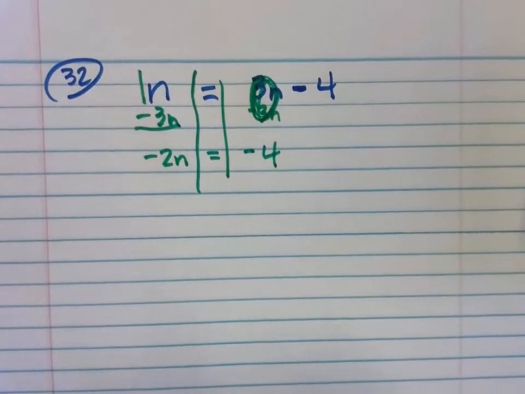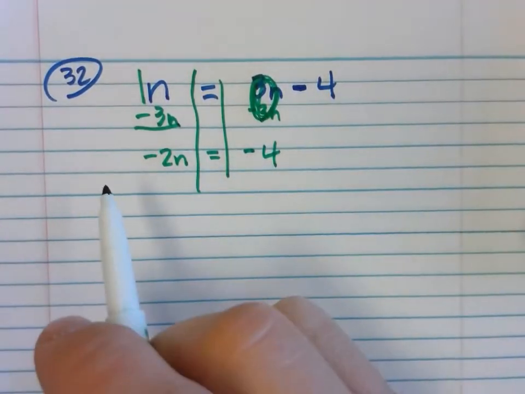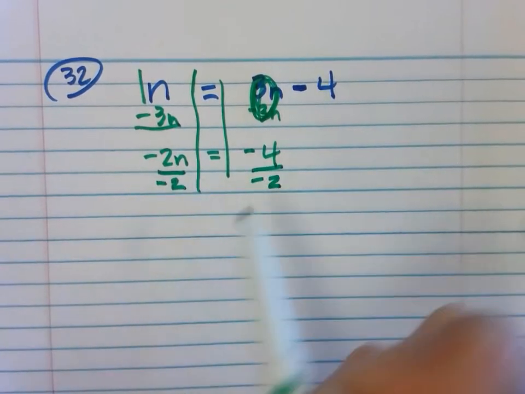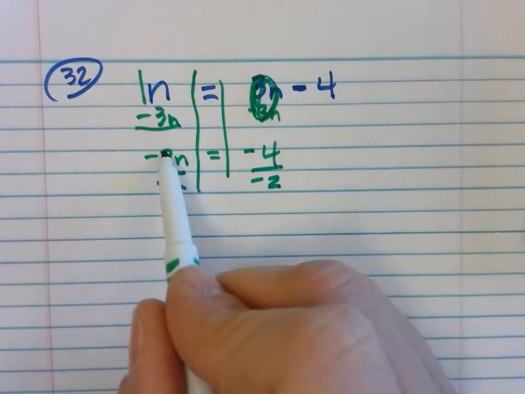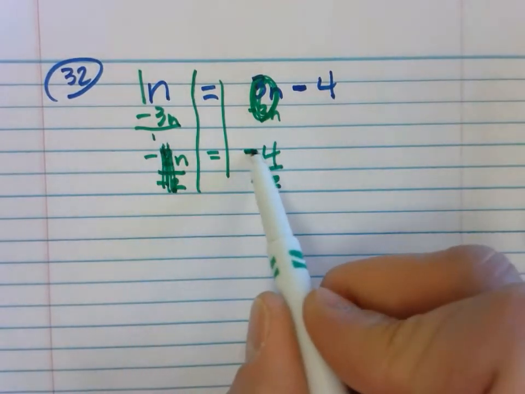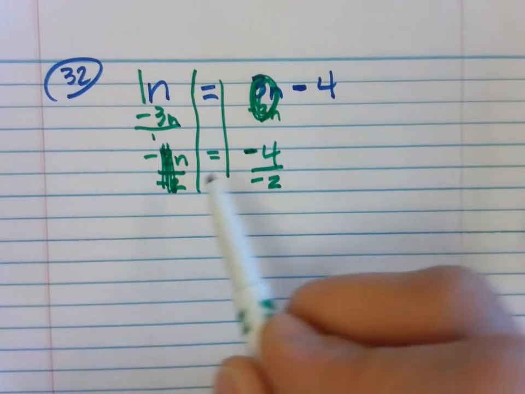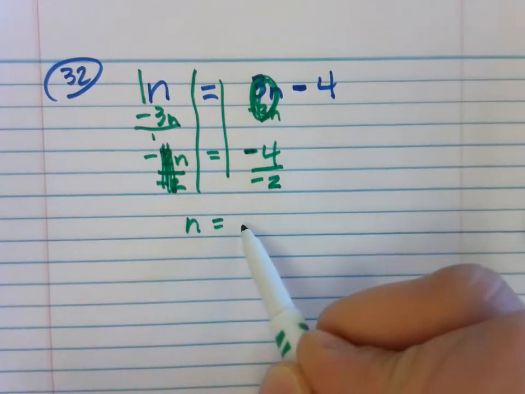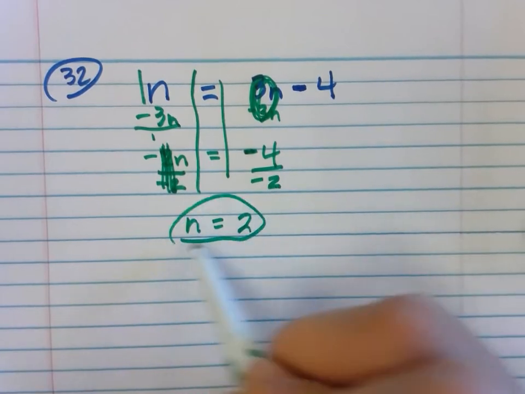Okay, then last step would be you got to divide by negative 2. So you divide by negative 2 over there, and you divide by negative 2 over there. Negative 2 divided by negative 2 equals 1. Negative 4 divided by negative 2, and negative divided by negative is a positive. 4 divided by 2 is 2.